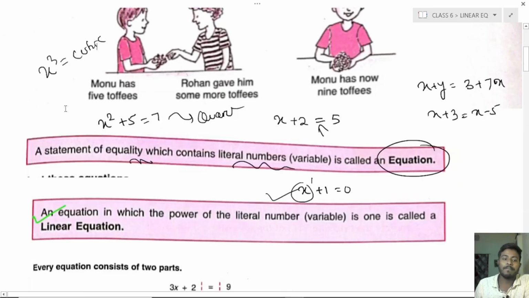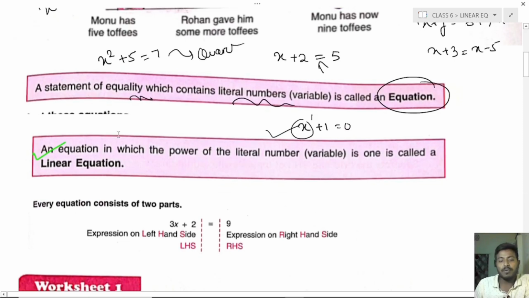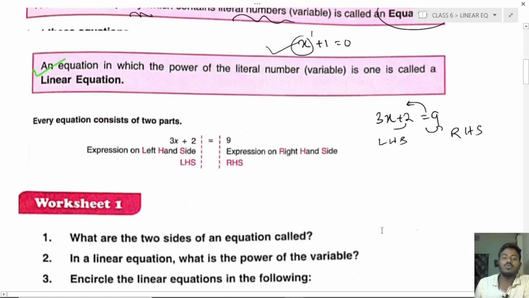Now every equation has two parts: the left hand side and the right hand side. Suppose the equation is 3x plus 2 equal to 9. After the equal sign is the right hand side, or RHS, and before the equal sign is the left hand side. Understand the two sides, left hand side and right hand side. Now coming to worksheet 1.